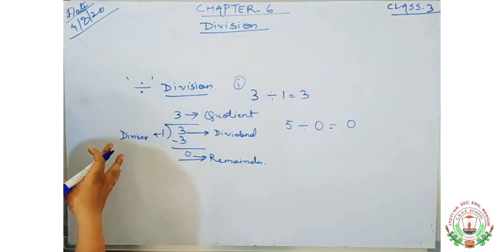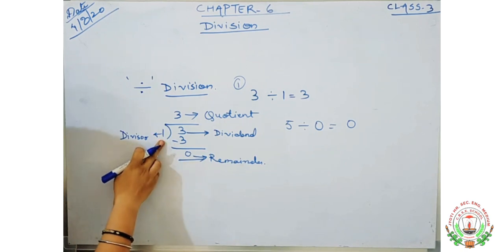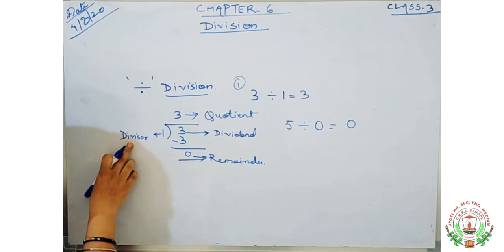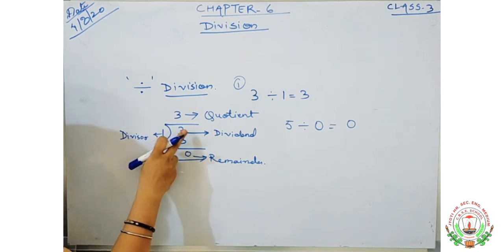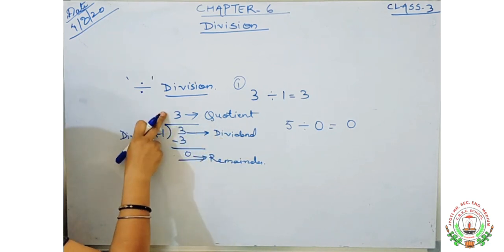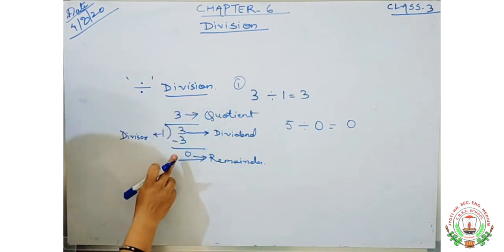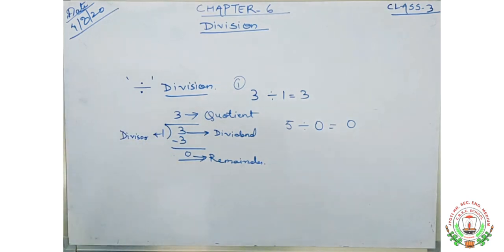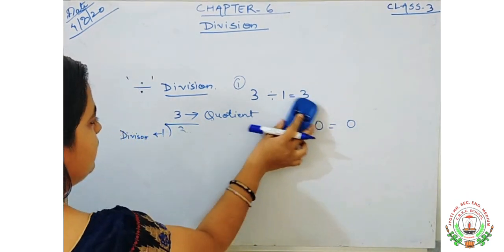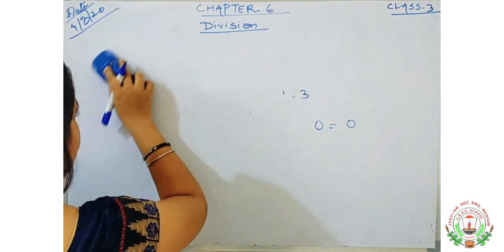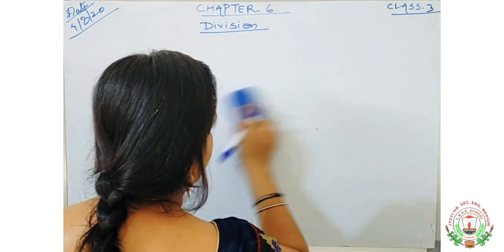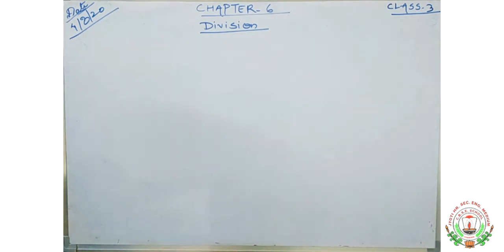And what are these terms called? The number by which we are dividing is known as the divisor. The number which is being divided is known as the dividend. The answer is known as the quotient, and the left out is known as the remainder. Now one more topic is being added, that is repeated subtraction with division. Let's first understand that, and then we will solve the questions.